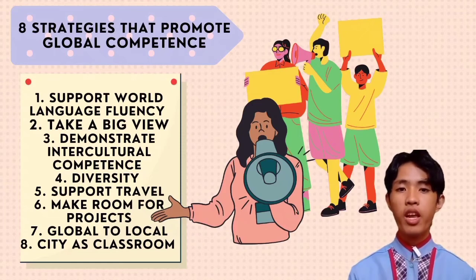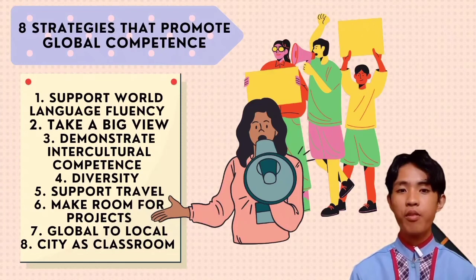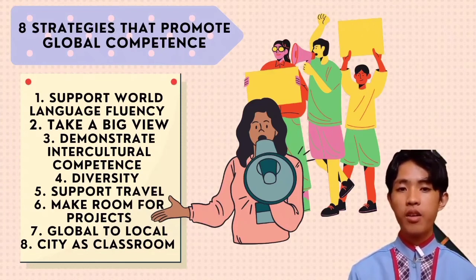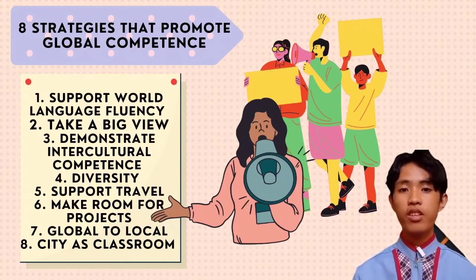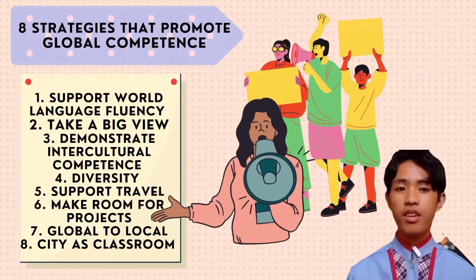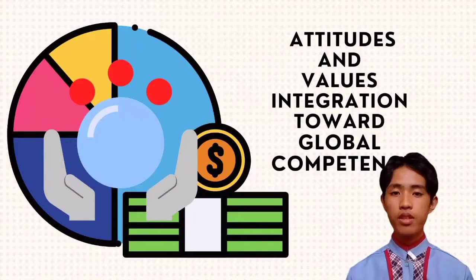And lastly, number eight, city as classroom. Make a city the text, says Larry Rosenstock, founder of High Tech High in San Diego. We call it place-based education, an immersive learning experience that places students in local heritage, cultures, landscapes, opportunities, and experiences. Attitudes and values integration towards global competence.